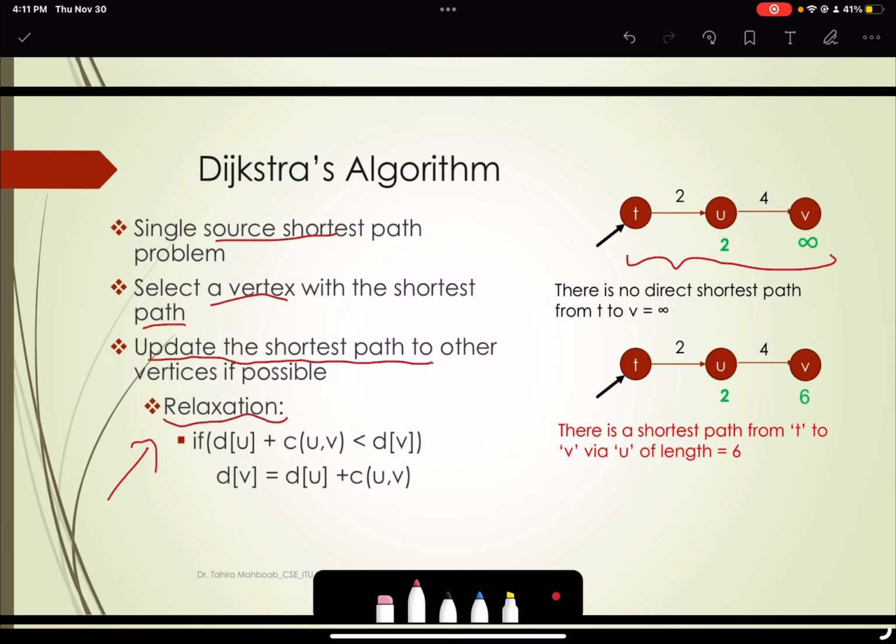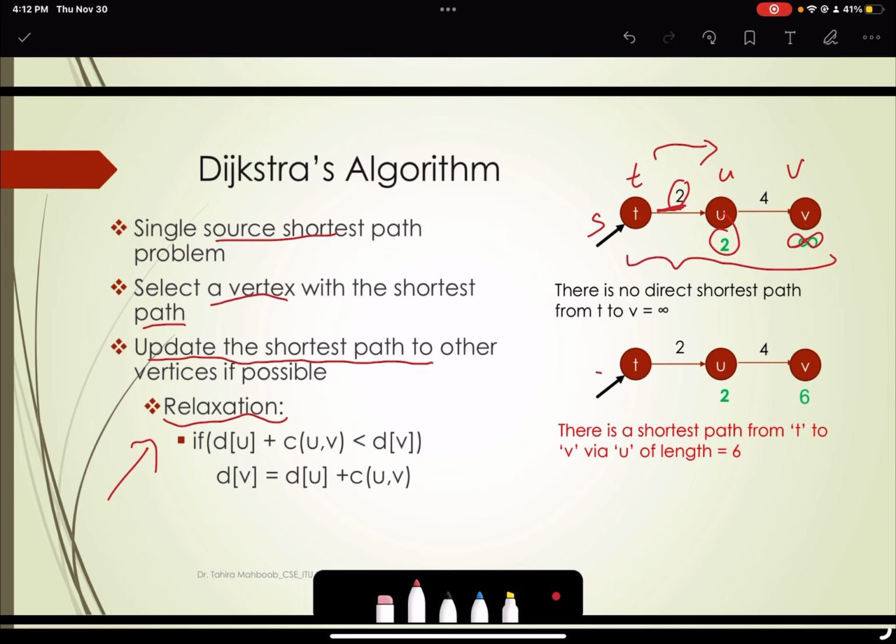I will explain this relaxation condition, but first we have an example here. We have 3 vertices, T, U and V, and we want to reach V from T. T is our source vertex, and the distance from T to U is 2. But at this point, we do not have any direct path from T to V. So we will allocate infinity as the distance from T to V, because it is not directly reachable, but the distance from T to U is 2.